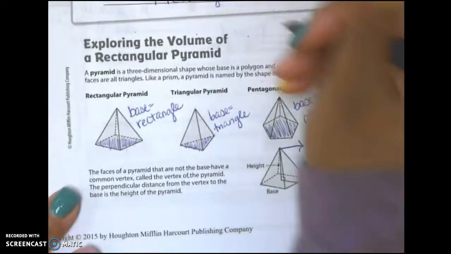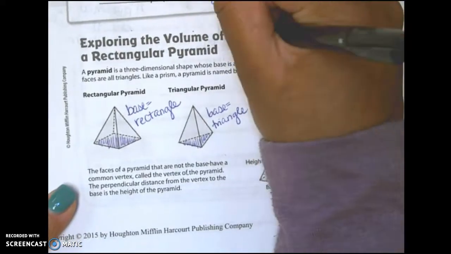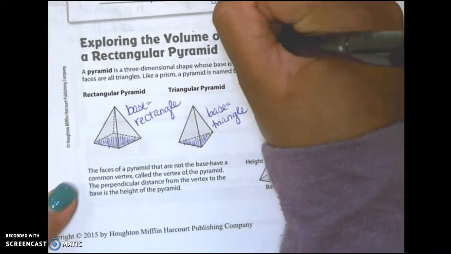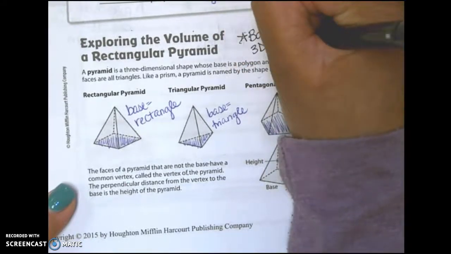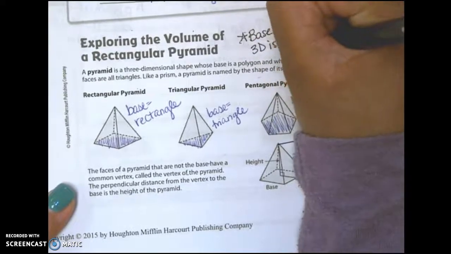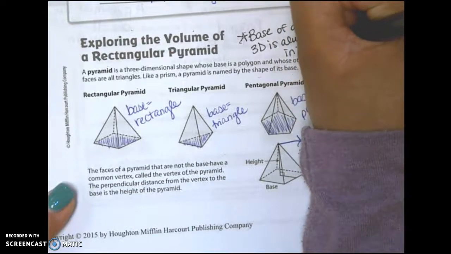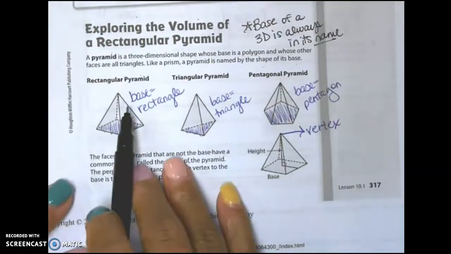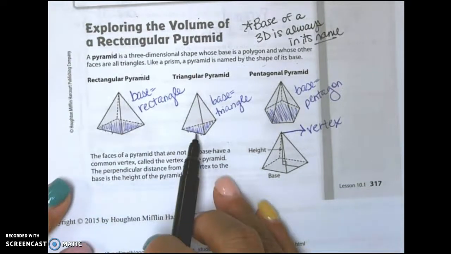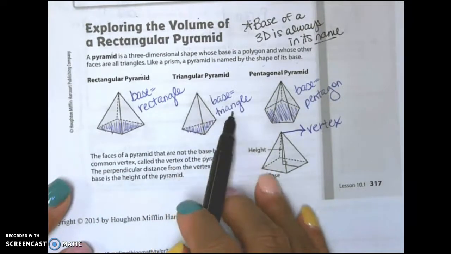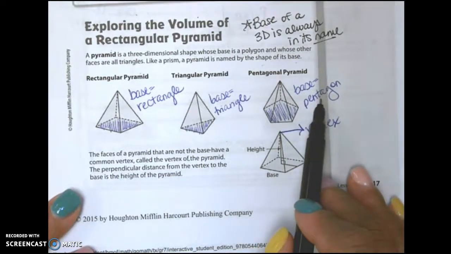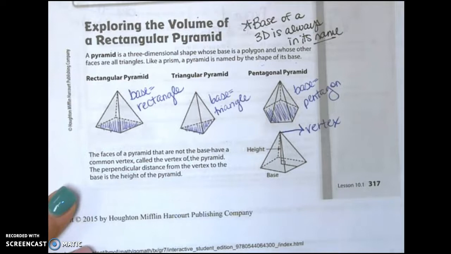Okay, down here. Keep in mind the base of a 3D figure. It's always in its name. So that's why this is a rectangular pyramid, because the base is a rectangle. A triangular pyramid because the base is a triangle. And a pentagonal pyramid because the base is a pentagon.